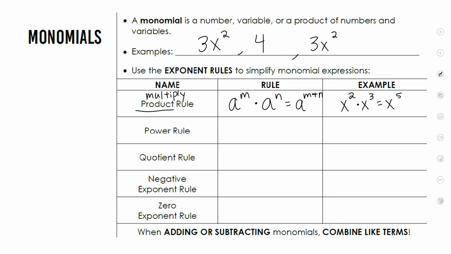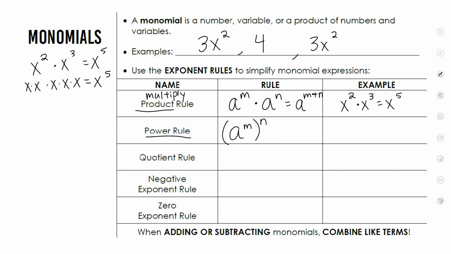And if you want a visual of this, x squared is x times x. x cubed is x times x times x. That is 5 x's being multiplied together. Next is the power rule. The power rule is a to the n raised to another power n. So you have a power raised to another power.